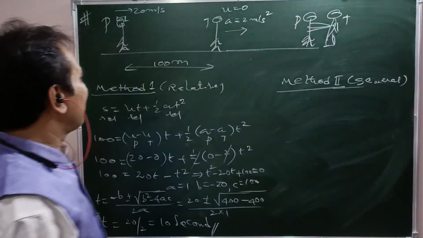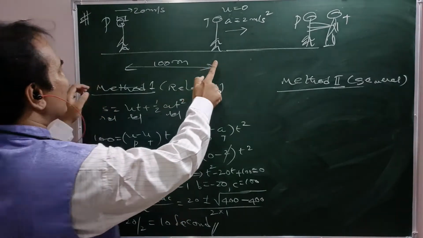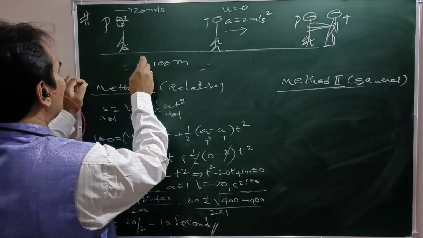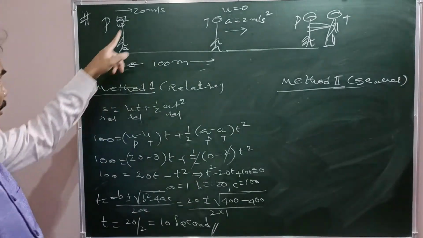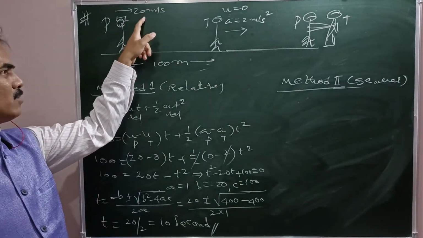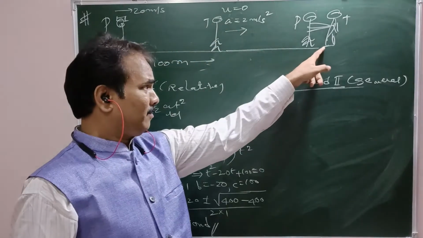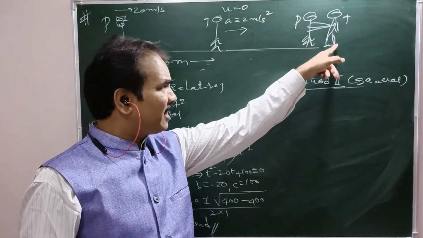How to find a general method here? Suppose the initial separation between these two is 100 meters. The constant speed of the policeman is 20 meters per second. Suppose the policeman catches the thief somewhere here.